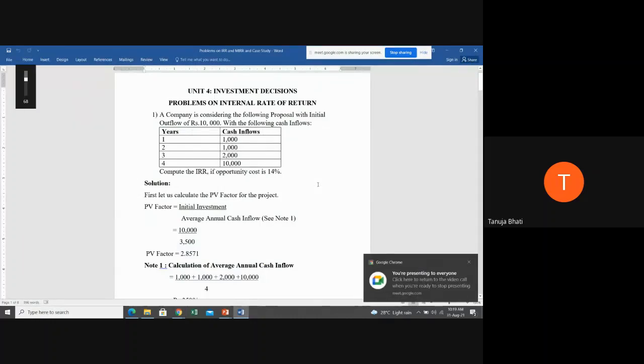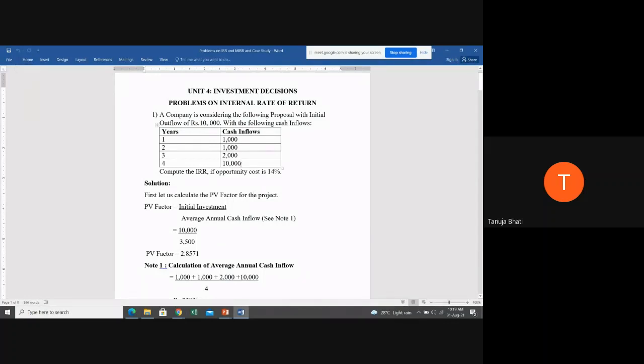Okay. Let us start now with the problems on internal rate of return. A company is considering the following proposal with the initial outflow of rupees 10,000 with the following cash inflows. The inflows for the first year is 1,000, second year 1,000, third year 2,000 and fourth year 10,000. Compute IRR if the opportunity cost is 14%.